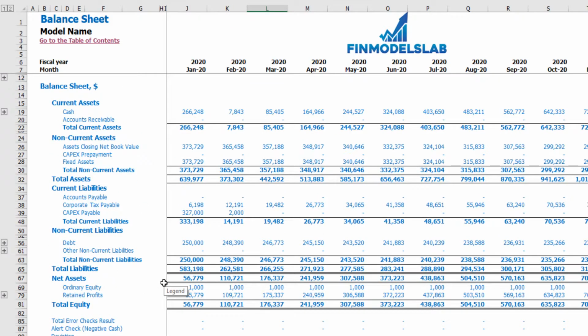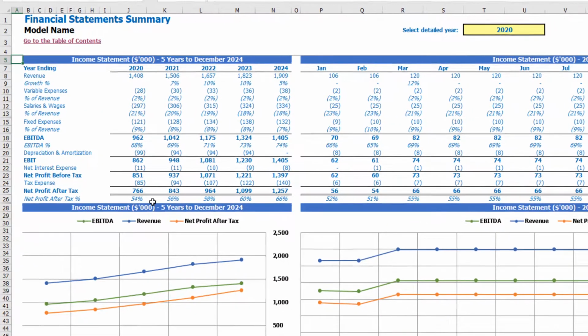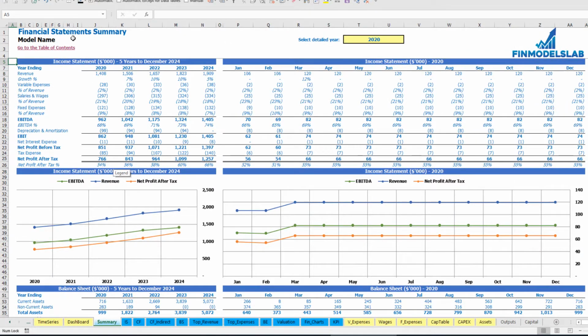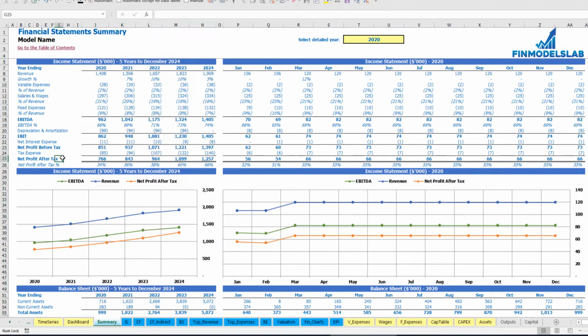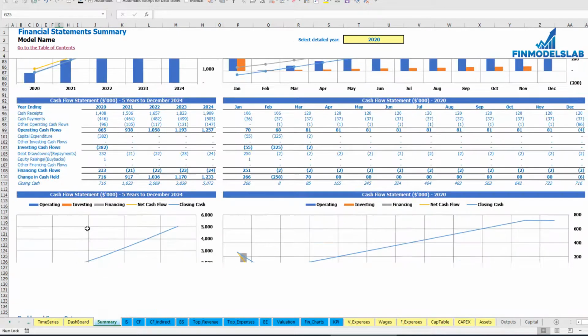On the balance sheet, you may see the current assets, which include cash and accounts receivable, all the non-current asset components, total liabilities broken down by current liabilities and non-current liabilities, and your equity. The summary of the 3 statements you may find on the Financial Statement Summary tab, which consists of a 5 year breakdown of P&L, balance sheet and cash flow.